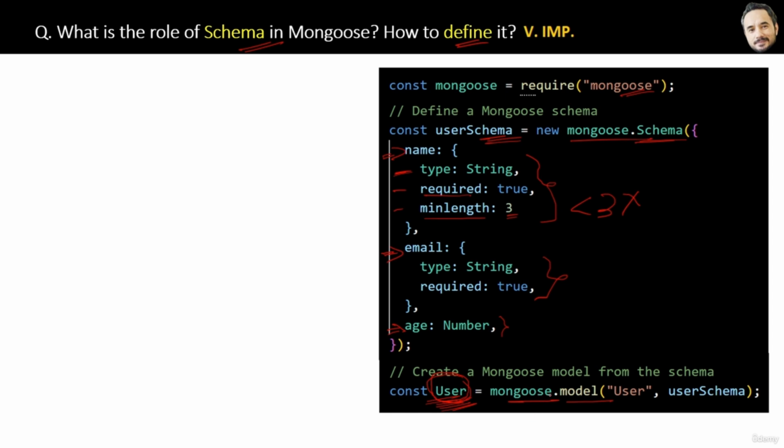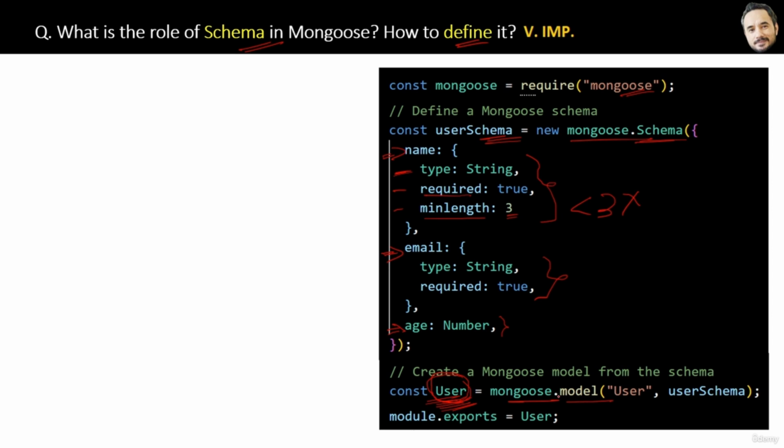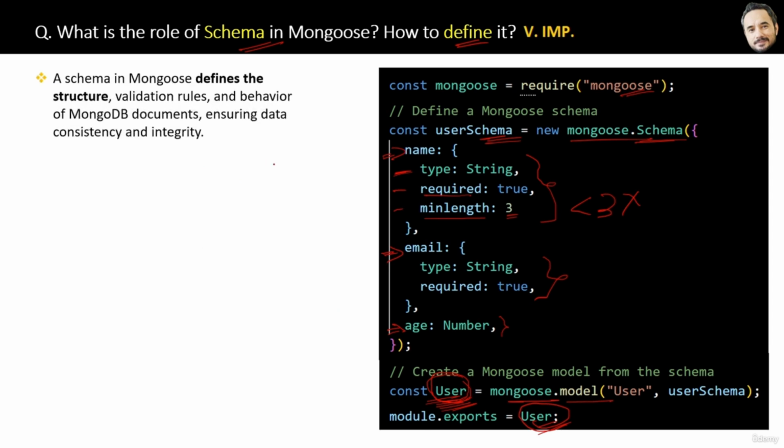Okay, and for that, first you have to export this user model like this, so that you can use this model in other files for creating a user or for anything. Great. In the upcoming question, I will show you how to create the user document from this user model, and then how to insert the document in the database also. But yes, for now, you know these things about schema.